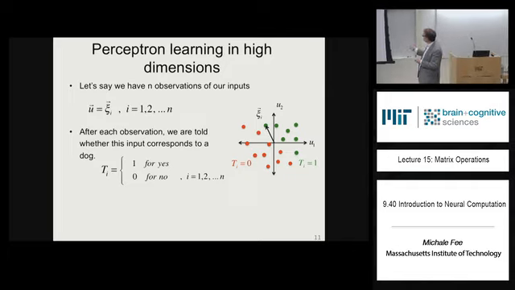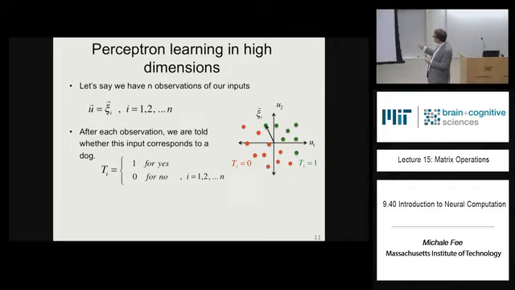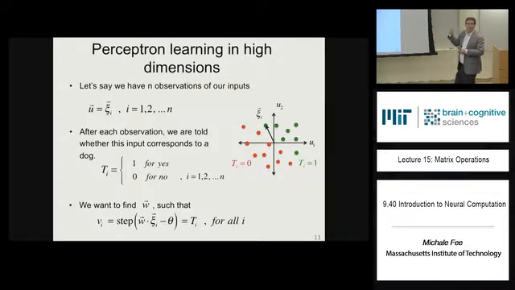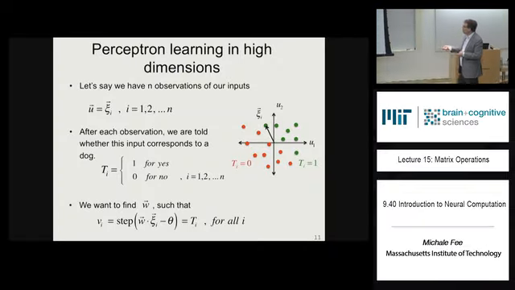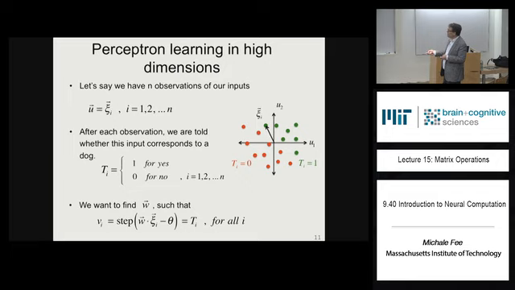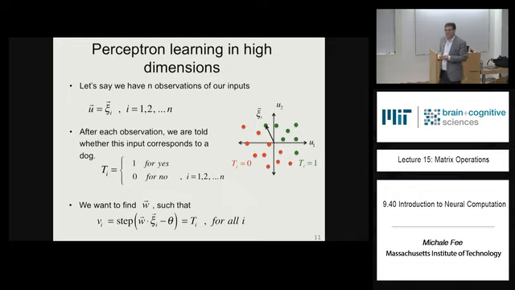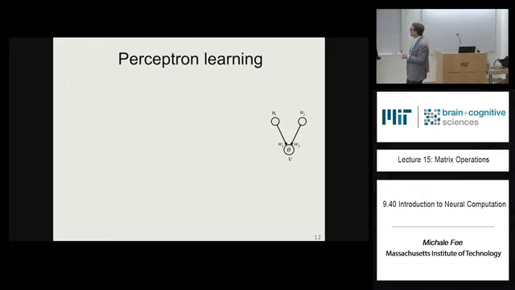Okay, so for all of these, t equals 1. For all of these, t equals 0. And we want to find a set of weights such that when we take the dot product of that weight vector with each one of those observations, minus theta, we get an answer that is equal to t for each observation. Okay, does that make sense? Okay, so how do we do that?